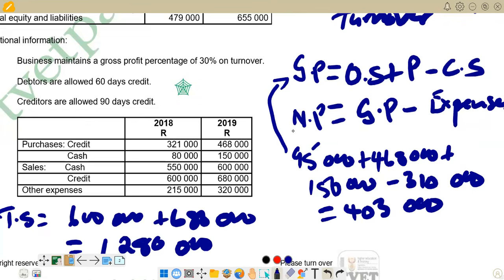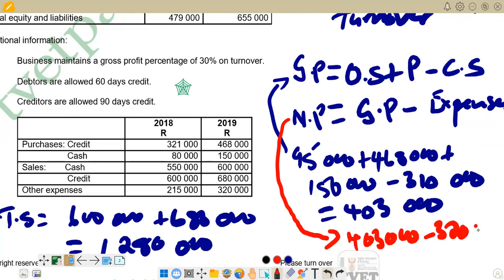And then we now go to this formula of getting the net profit. We are saying gross profit, which is 403,000. Then we subtract the other expenses figure, which you have here in the current year, which is 320,000. We subtract it here, 320,000. Then if you calculate correctly, you're going to get 557,000. So we have got 557,000 there.